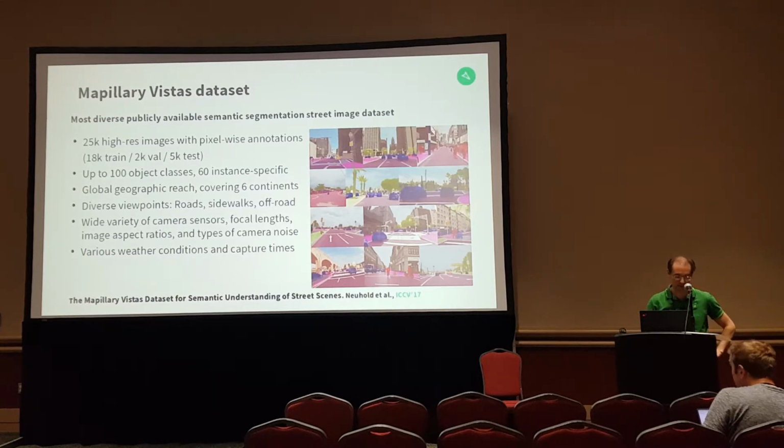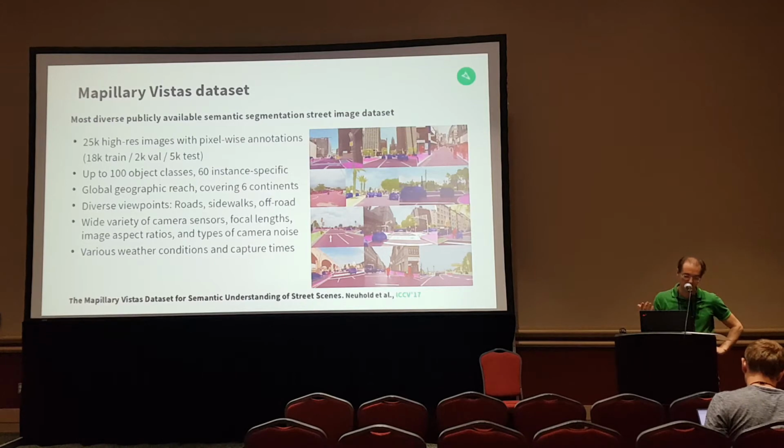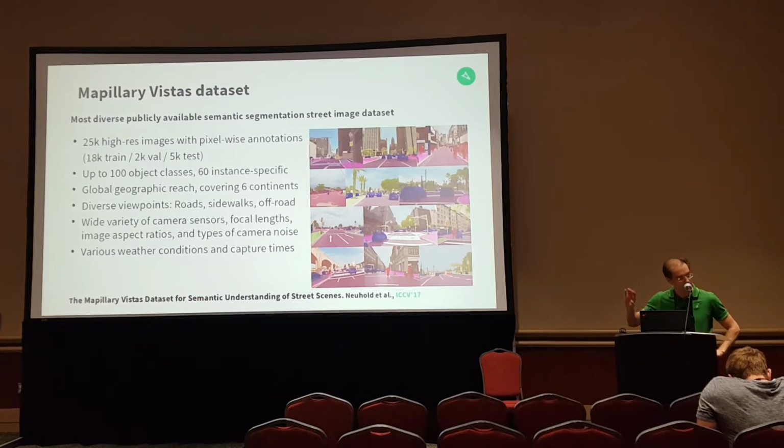It has 25K high-resolution images. There are different resolutions. It's not just one resolution like in Cityscapes. You can find images with more than 20 megapixels, as well as HD images. There are up to 100 object classes and 60 instance-specific classes, but this is for the commercial version. There are 66 object classes and 37 instance-specific classes for the one that is available for research. And for the challenge, we trained on the one that is available for research, so the public version, of course.